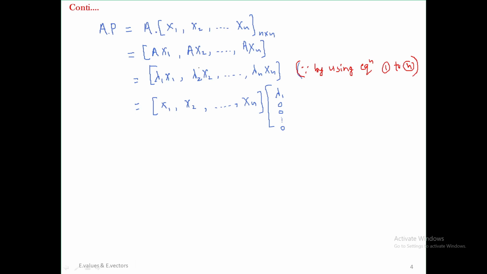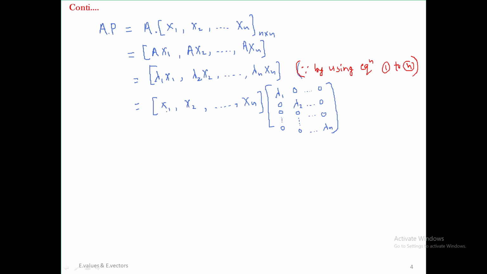Next, how to get lambda 2 x2? Same thing, but here we need to keep lambda 2, and all other entries are zeros. Similarly, up to the last one, which is lambda n. So indirectly, only on the diagonal entries I am keeping eigenvalues, and all other entries are zeros. So if I multiply this matrix with this matrix, what will I get? The first entry should become lambda 1 x1, the second entry lambda 2 x2, and so on, the last entry lambda n xn.